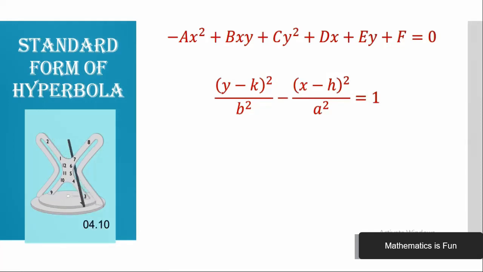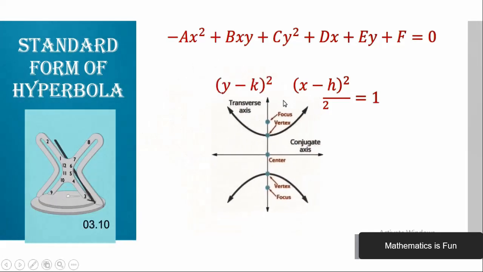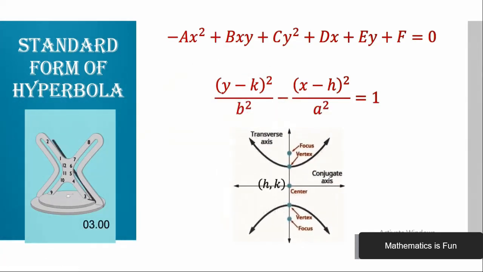Now let's take a look at the second equation of hyperbola. Here you can see the difference: A has a negative sign and C has a positive sign, and in the standard form the term which contains y has a positive sign and the term with x has a negative sign. In the graph, the basic difference is that one branch opens downward and the other opens upward.